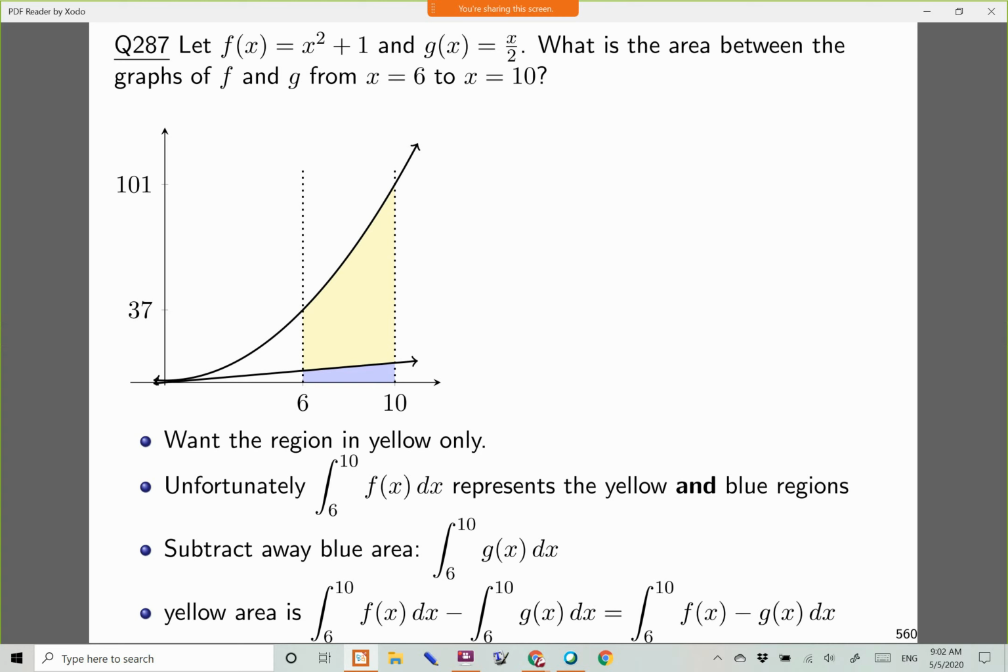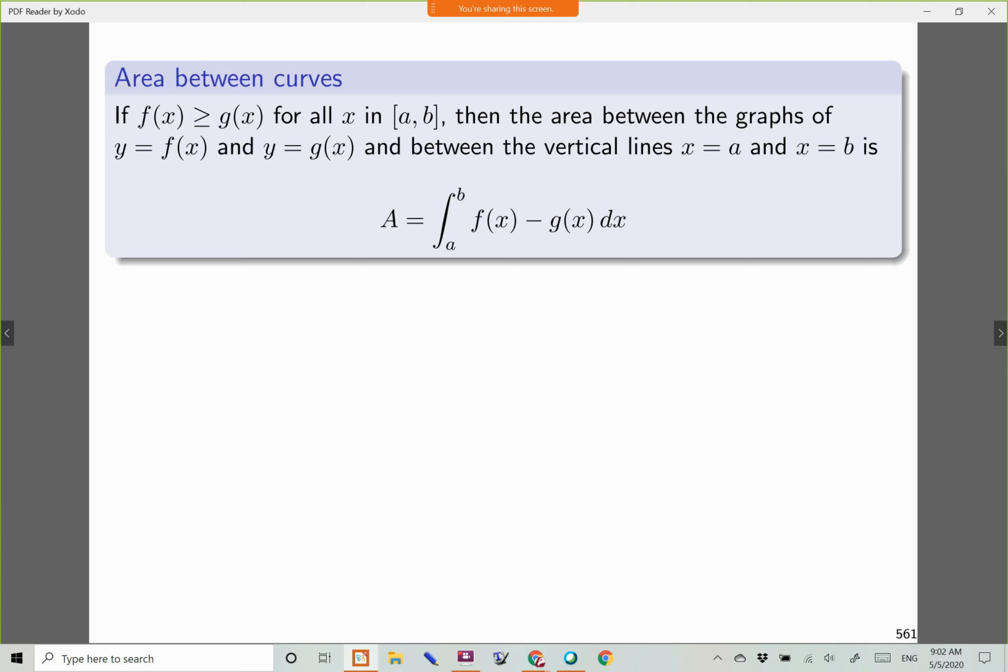The key thing here is that f needs to be the curve that's above. So f is up here, g is down there. And this exploration by example leads to this idea. Here's the key idea today.